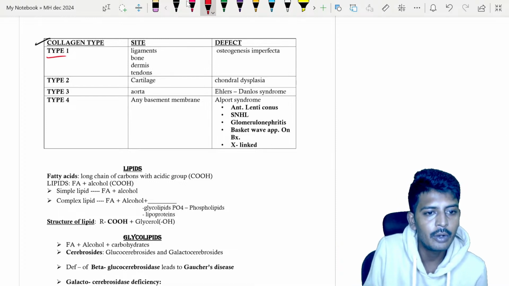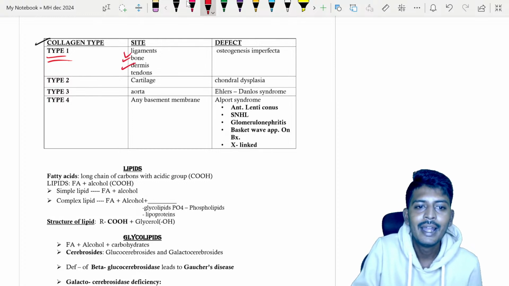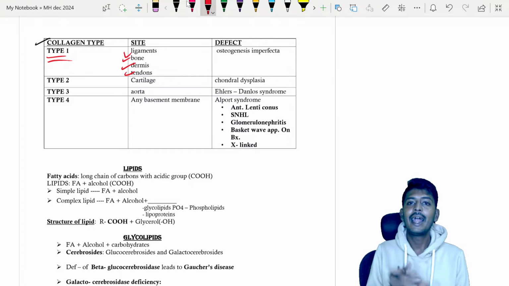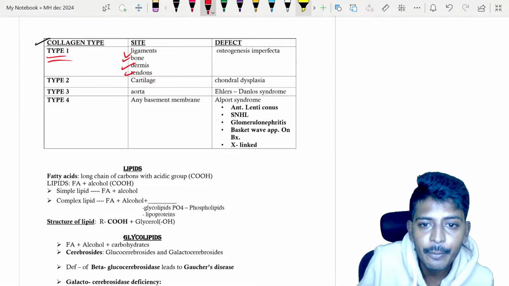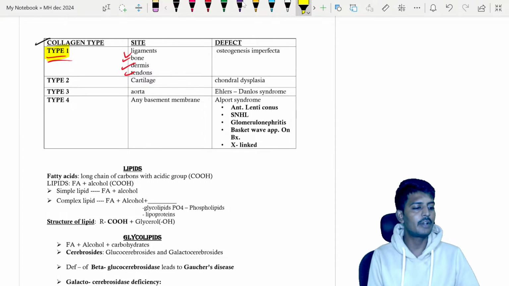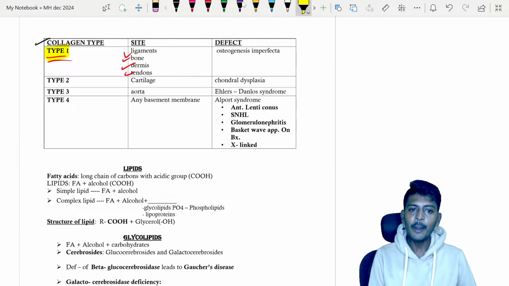So we have type 1 collagen. Type 1 collagen is mainly located where? In your ligaments, bone, dermis and tendons. So your ligaments, bone, dermis and tendons consist of which collagen? Type 1 collagen. Repeat with me. Type 1 collagen is located in ligaments, bones, dermis and also your tendons.